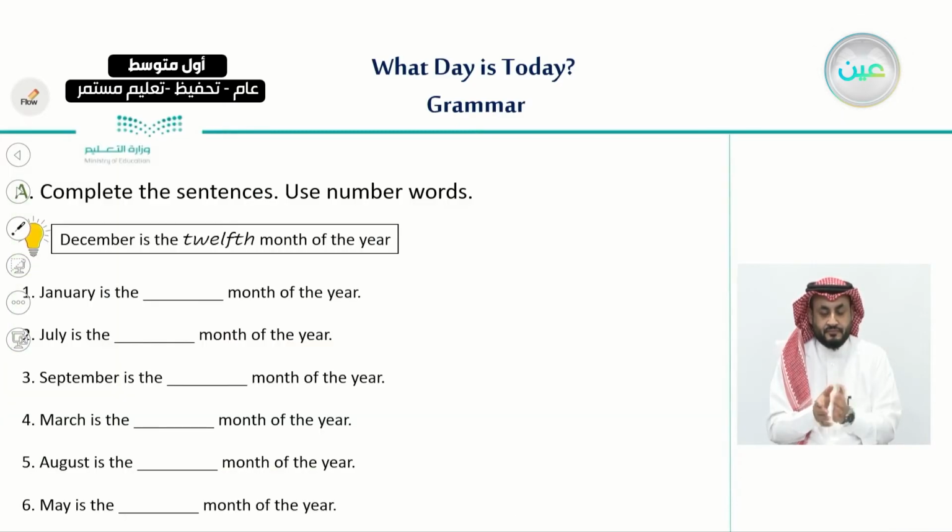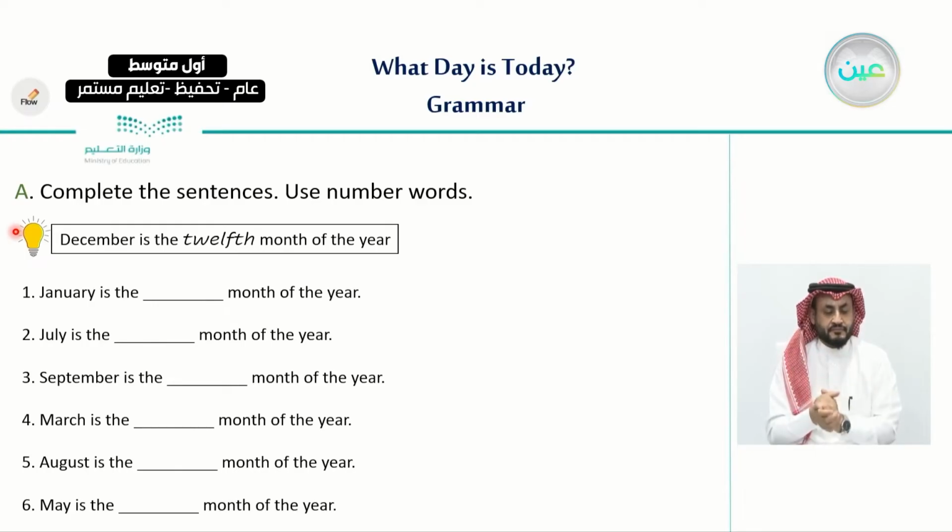Now, after we explain all of these rules, let's try to do a couple of exercises about it. So the first exercise we have, which is complete the sentences, use number words. So here we need to use number words, as we said, or what we call the ordinal numbers, like first, second, third, and so on.